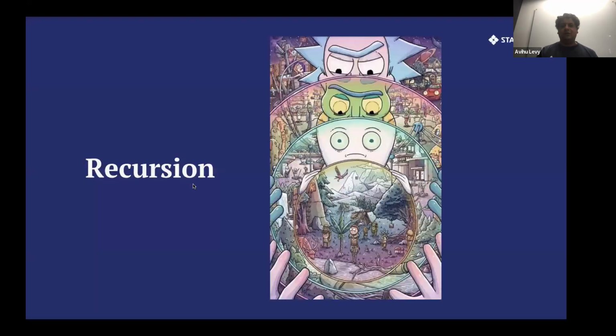Okay, so now that we have all the background, we can dive into recursion. I assume that most of the people in the audience know what recursion is, but I think in the context of proofs, it's easiest for me to explain it with this analogy from a TV show called Rick and Morty. I actually watched this specific episode a few days ago.